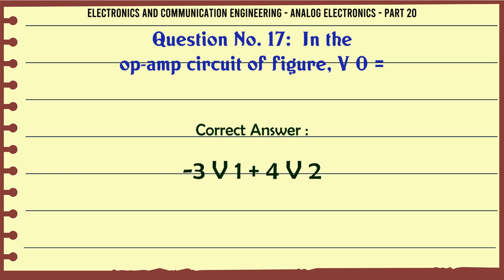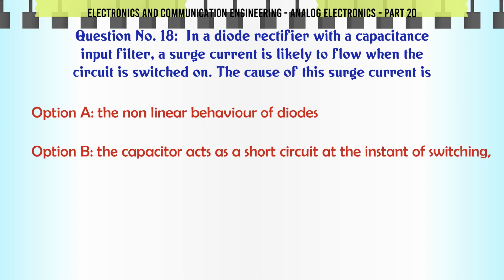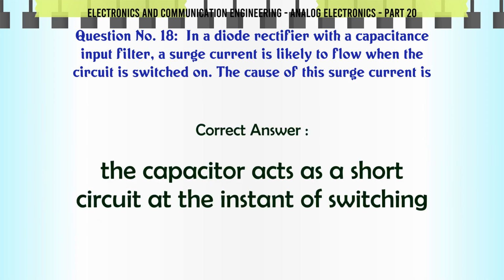The correct answer is 3V1 + 4V2. In a diode rectifier with a capacitance input filter, a surge current is likely to flow when the circuit is switched on. The cause of this surge current is A. The nonlinear behavior of diodes. B. The capacitor acts as a short circuit at the instant of switching. C. The inductance of LEDs. D. Both A and B. The correct answer is the capacitor acts as a short circuit at the instant of switching.